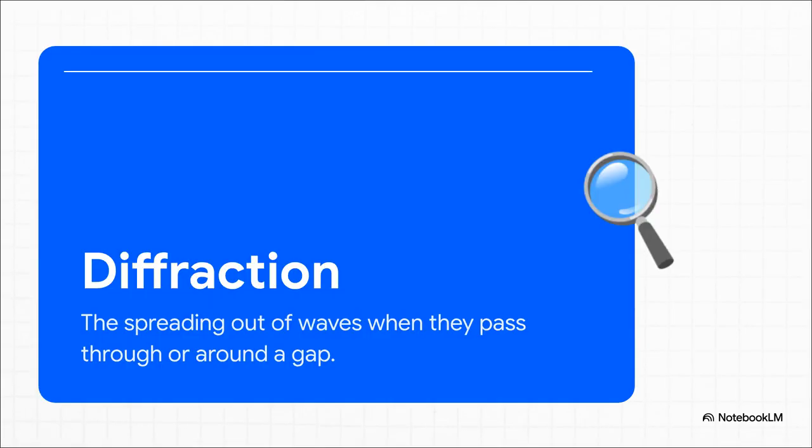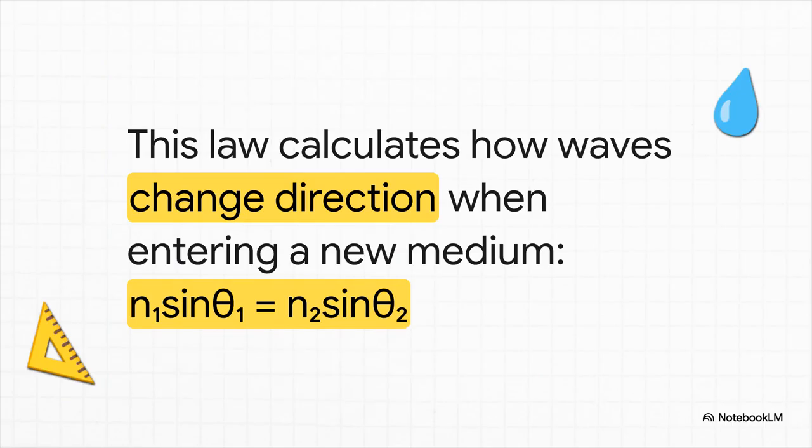Diffraction is another one of those classic wave giveaways. It's just the tendency for waves to spread out as they pass through an opening or bend around an object. It's the whole reason you can hear someone calling your name from another room. You don't need a direct line of sight because those sound waves literally bend around the doorframe to reach your ears.